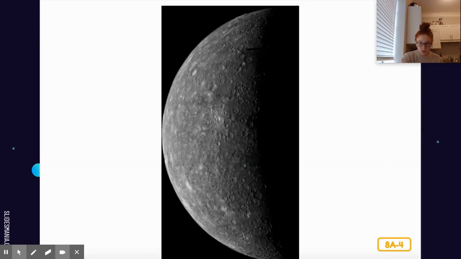All right, let's go to the next one. Describe what you see in this close-up picture of Mercury. So this is still Mercury, okay? It's just zoomed in.